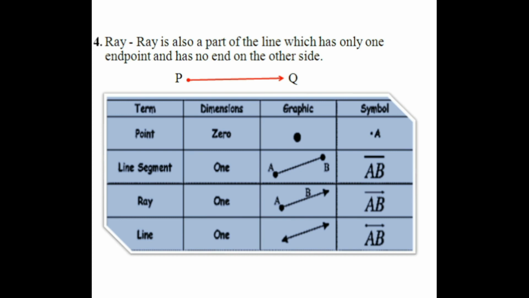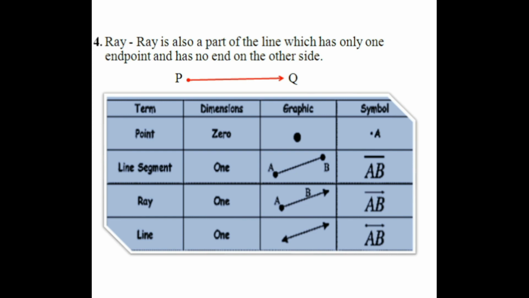Here also you have to use only capital letters. PQ is a ray. So at one end only you have direction, and the other is an endpoint. It has only one endpoint. Then it is called a ray.